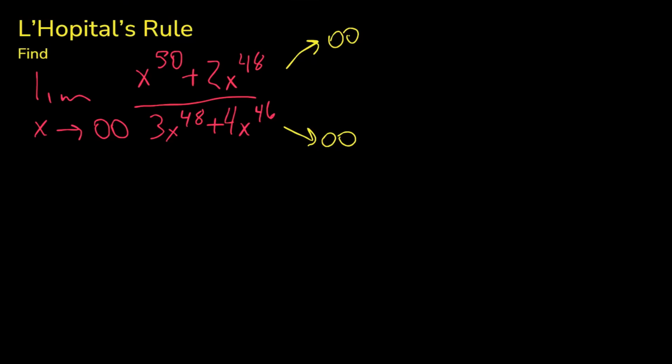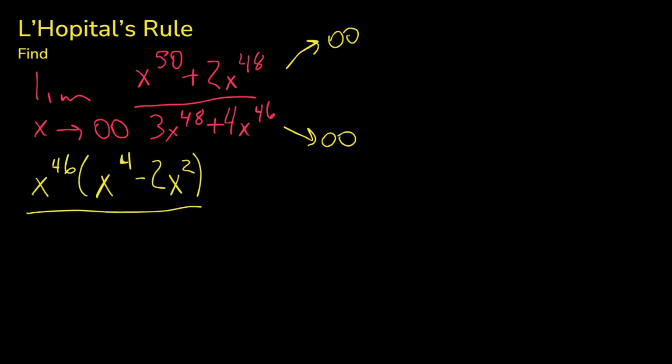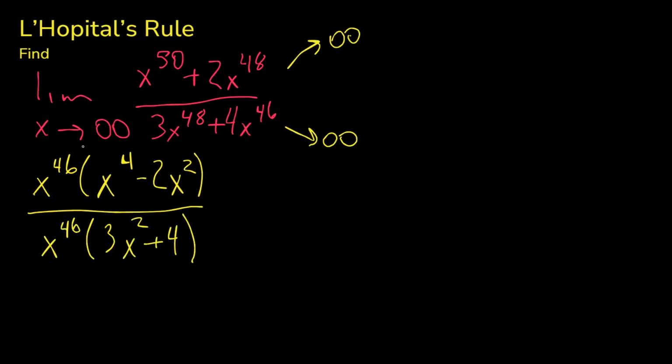However, if you notice, you can do some factoring. In the numerator, we could factor out a factor of x to the 46th, and the denominator. I know we could factor out a factor of 48 from the numerator, but I'm looking for something that I can factor out of the numerator and denominator to hopefully cancel some things. And the x to the 46th would cancel. So all we're doing is simplifying this, taking the limit as x approaches infinity.